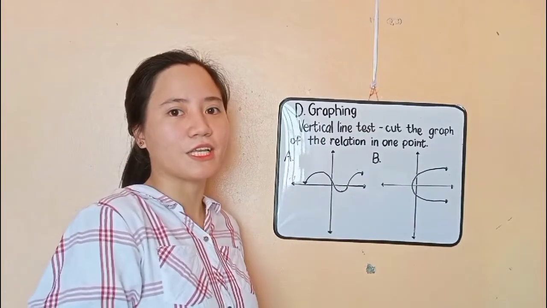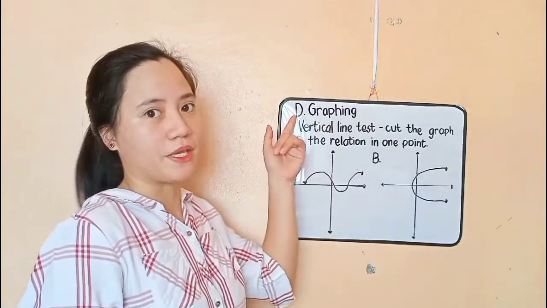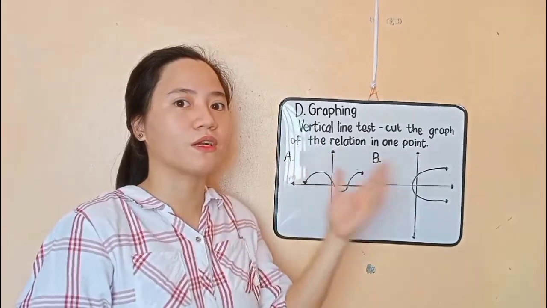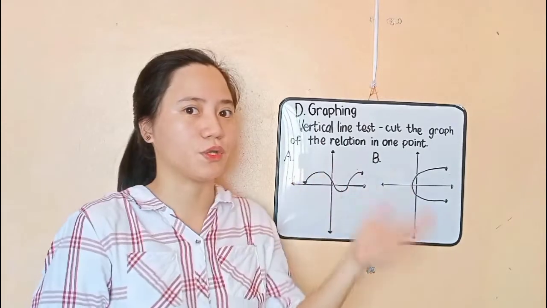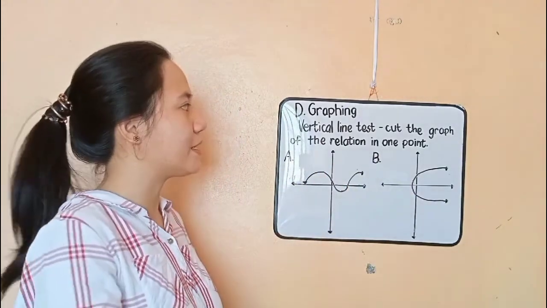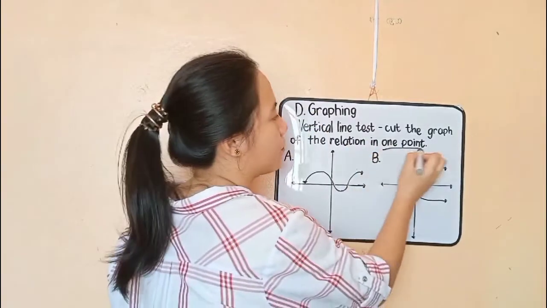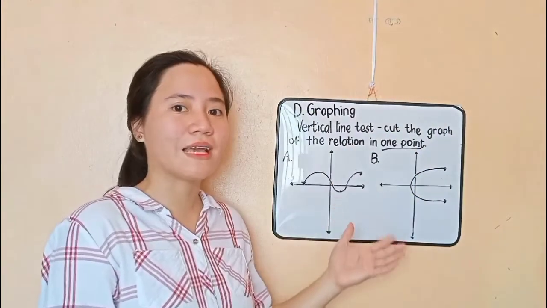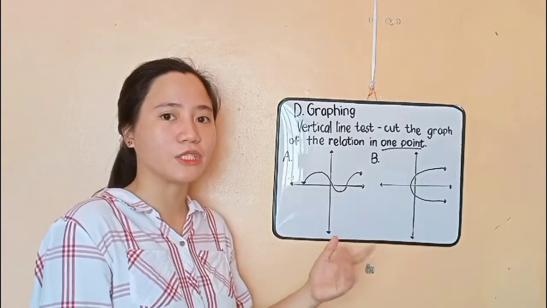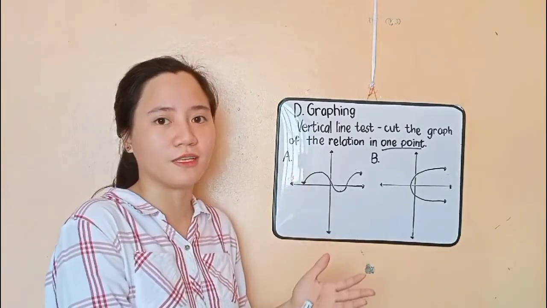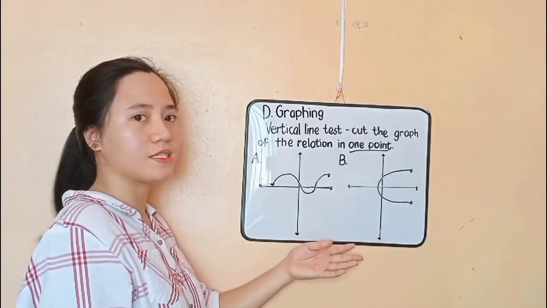Okay, the fourth representation of a function is graphing, and we will use the vertical line test to determine whether a graph of a relation is a function or not. So, if the vertical line cuts the graph of the relation in one point, it is a function. If the vertical line cuts the graph of the relation in more than one point, then the relation does not represent a function. Let's try this example.